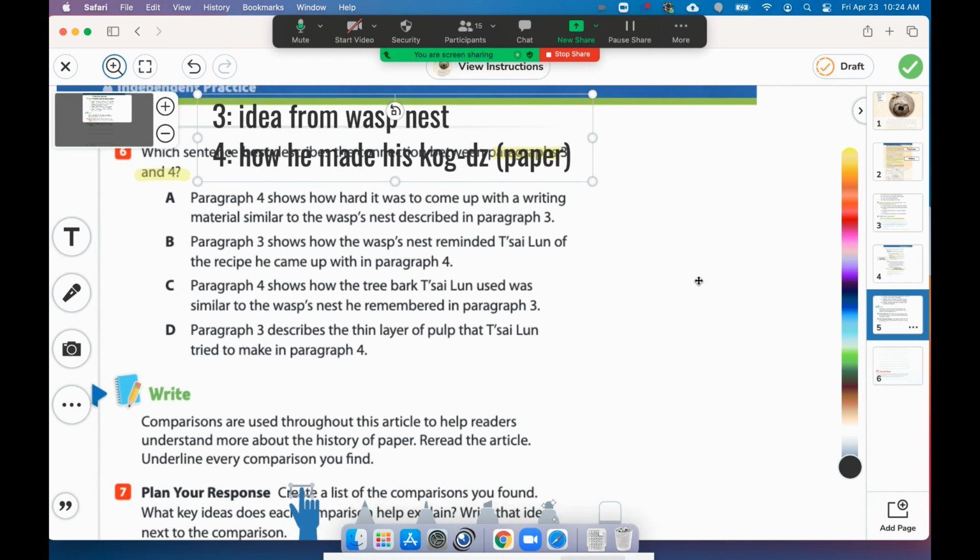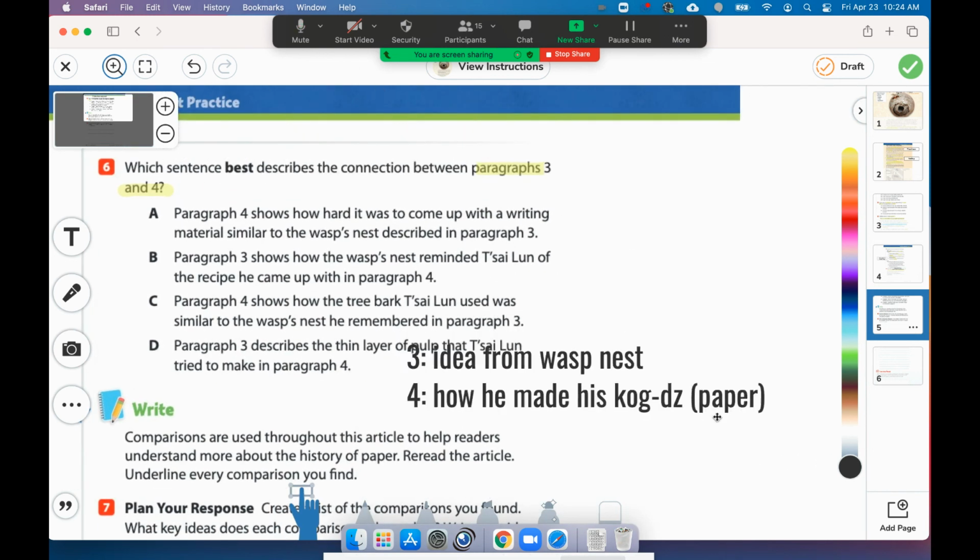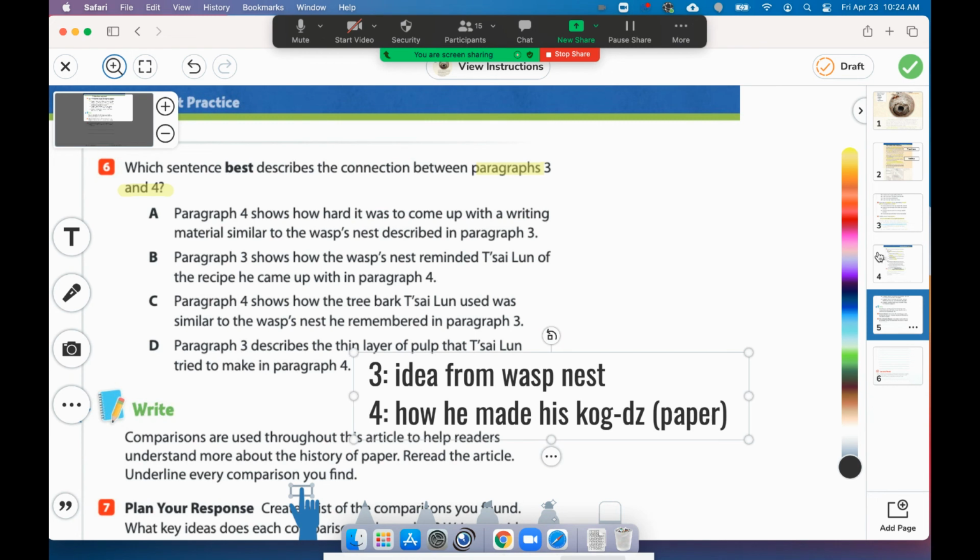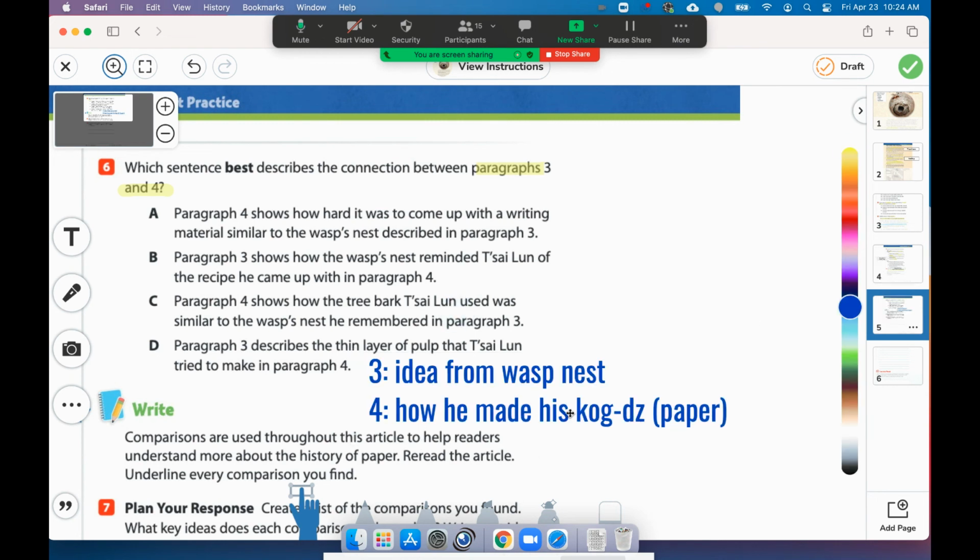Here, give me a second and I'll put it next to it so you can actually read it better. There we go. So that's what it was talking about in paragraphs 3 and 4. Now I have to figure out which one of these answers best matches that.